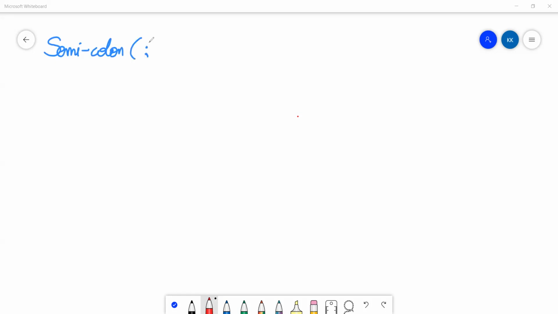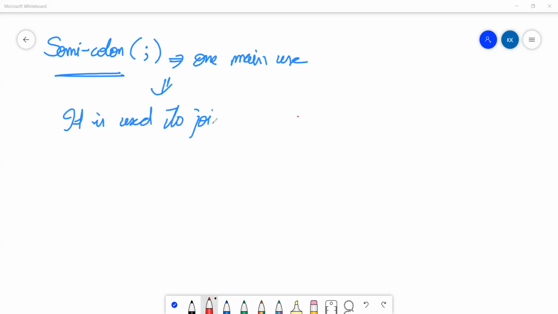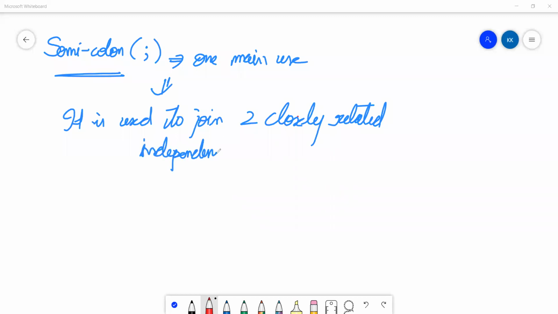Semicolon has only one main use. That is, it is used to join two closely related independent clauses. Say suppose you are bored of using a period again and again, you can just use a semicolon in between, if those two clauses have a common subject or at least a related subject.